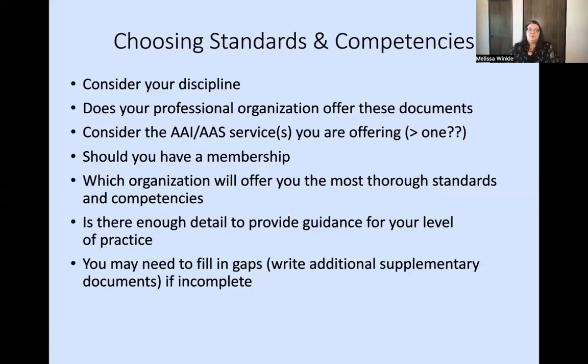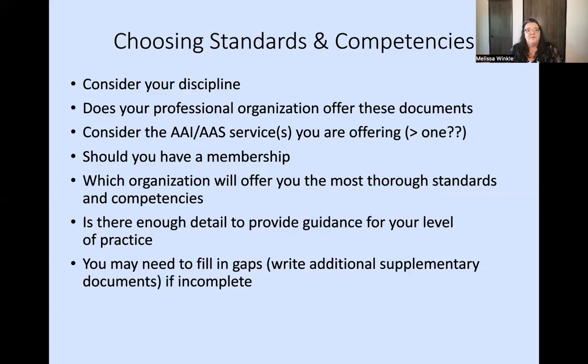So when you are choosing standards and competencies from any organization, and there are a lot of really great ones out there, first, you want to consider your discipline. Look and see if you have your specific discipline and organization. For me, the American Occupational Therapy Association, do they have anything to say? Again, for me, it's alternative and complementary, right? Does your professional organization offer these documents?